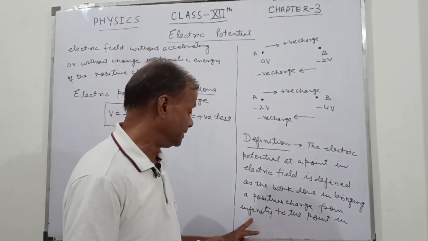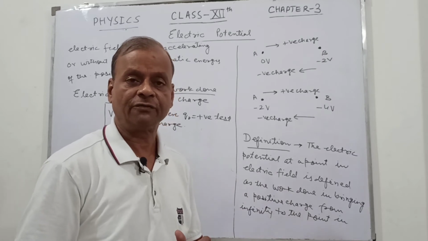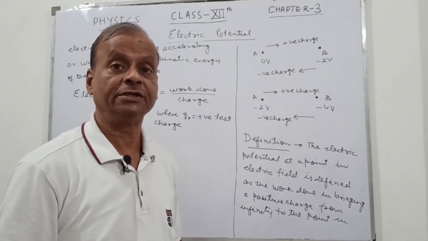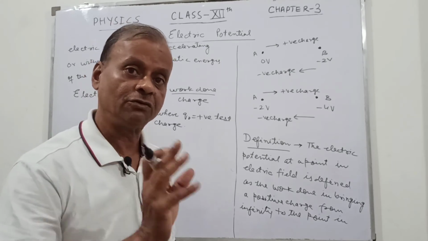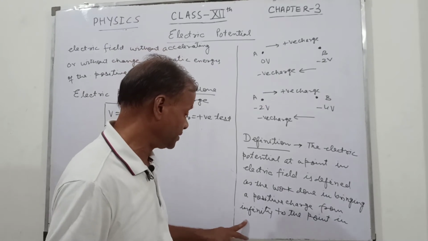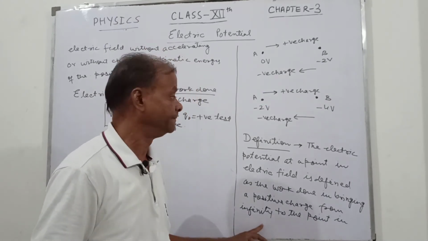It means that whenever we are calculating the electric potential, we have to take the standard position where the potential is equal to 0. This is why we take this point, infinity.